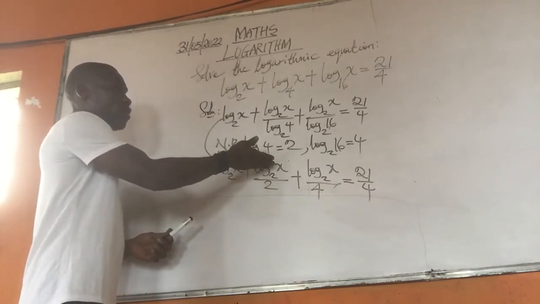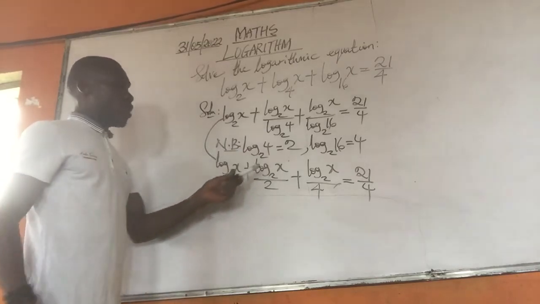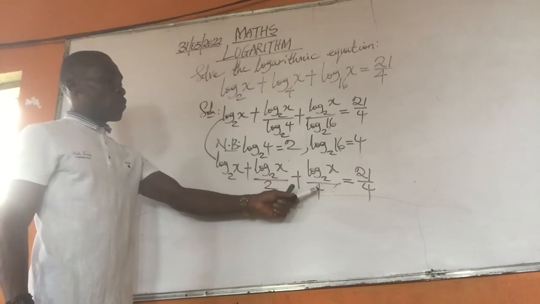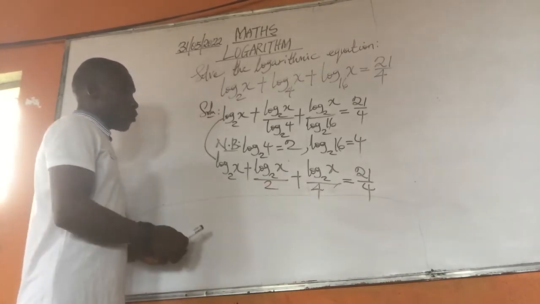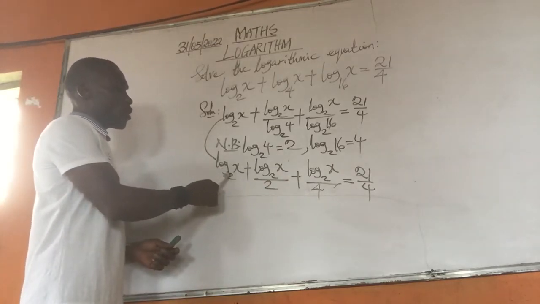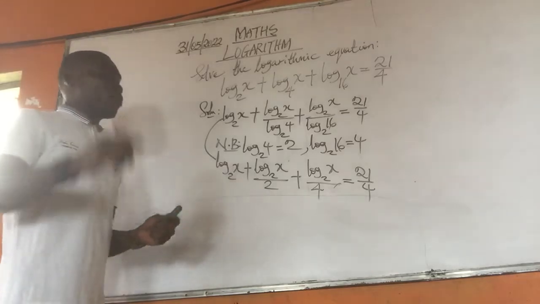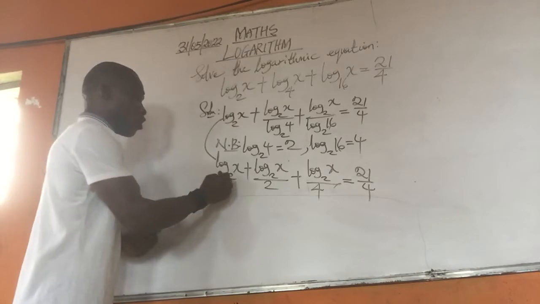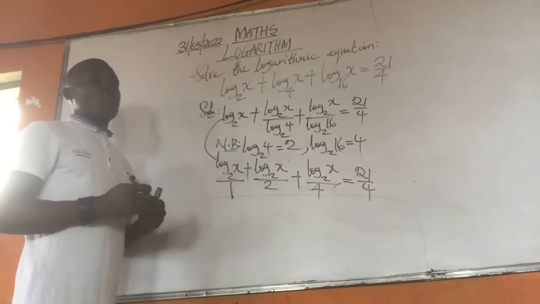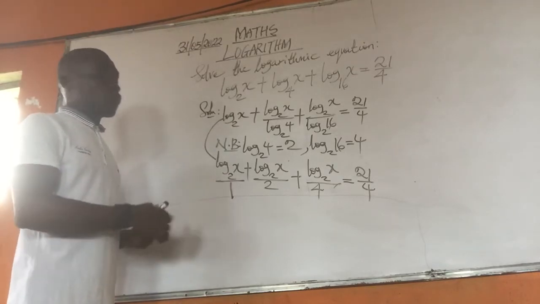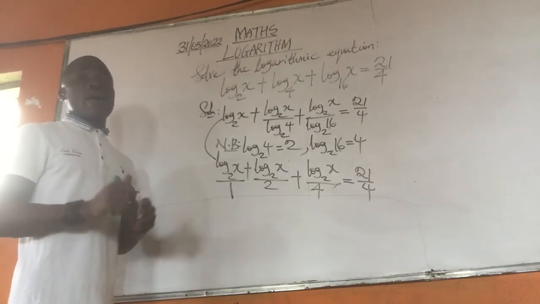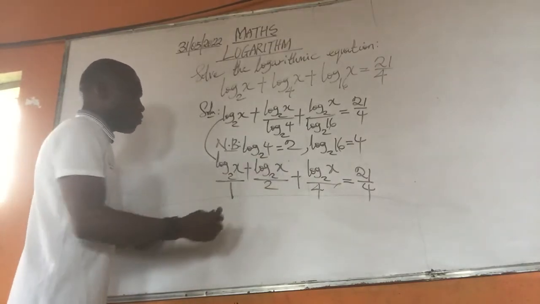Since the denominator of log base 2 raised to the power of x here is 2, and the denominator of log base 2 raised to the power of x here is 4, but the denominator of log base 2 raised to the power of x here is 1, but it is invisible, not showing, but the reflection of it is this. So that is over 1. So for us to go further in this equation, all we have to do is just take LCM. And how do you take the LCM of this?